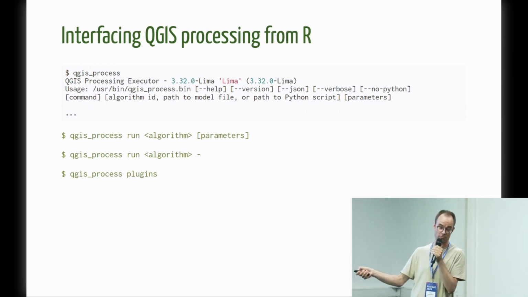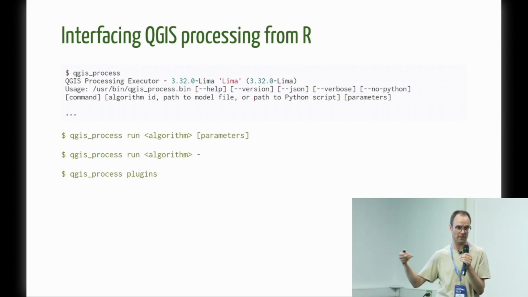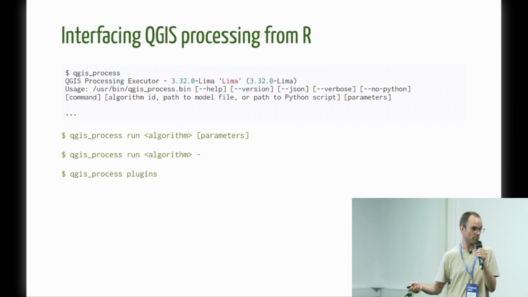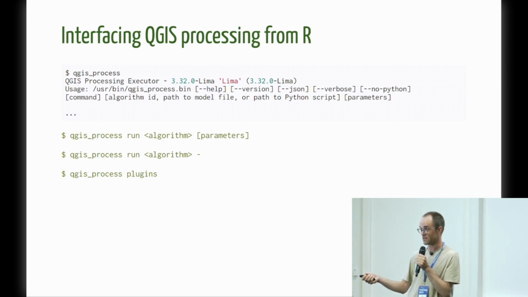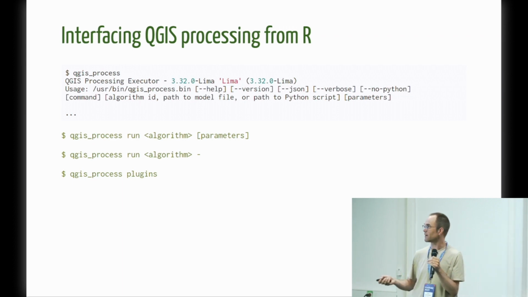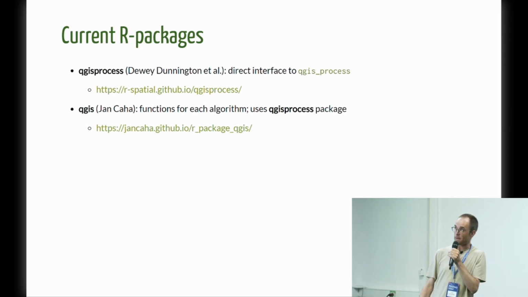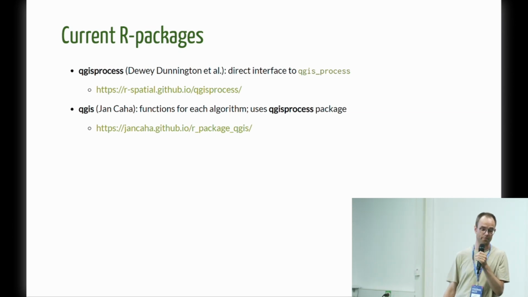You can say qgis_process run, give the algorithm name, and pass parameters like input layers and so on. It can also, as a second form, take standard input, which must then be a JSON string. It can list plugins and do things with plugins, just to give a flavor of this. So the current packages: qgisprocess is a direct interface to the executable QGIS process.